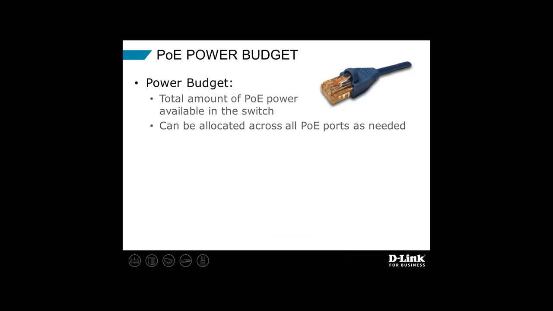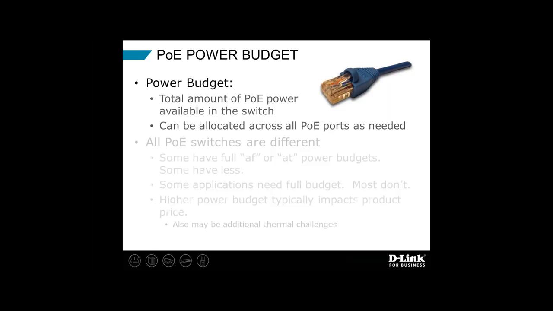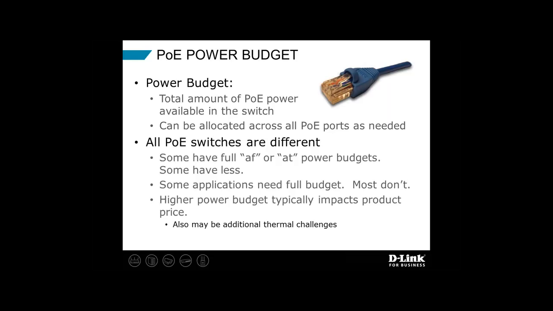So port 1 maybe is providing 4 watts, port 2 is providing 10 watts, port 3 is providing 12 watts. It doesn't have to be equal. It's whatever that PD needs to operate. And it's cumulative. I add up how much power is being provided on each port. That's how I get to my total budget that's available in the switch.